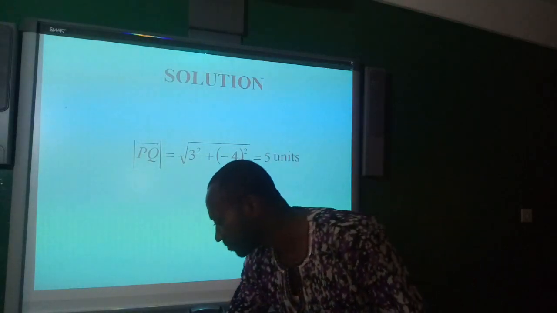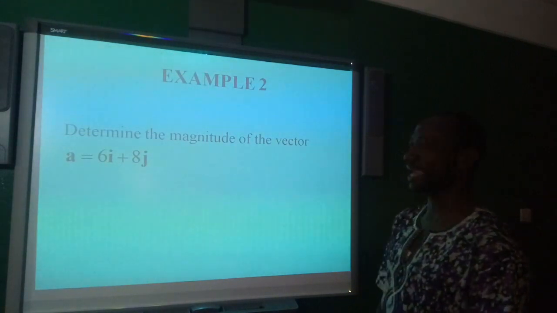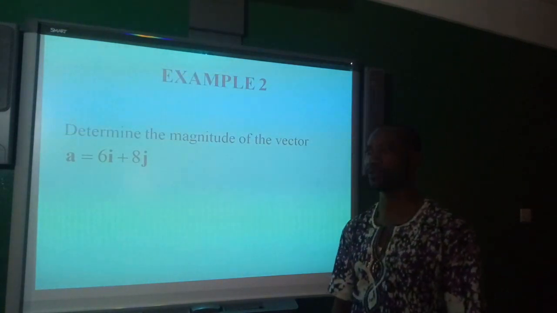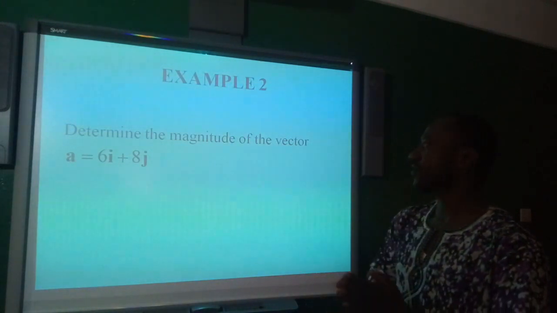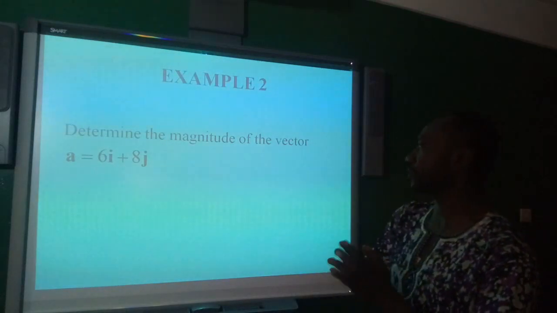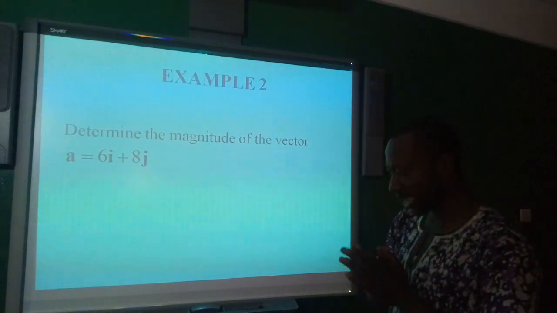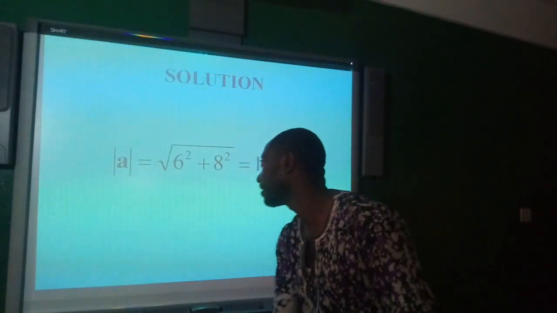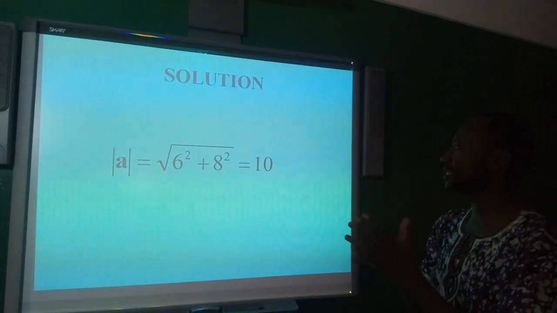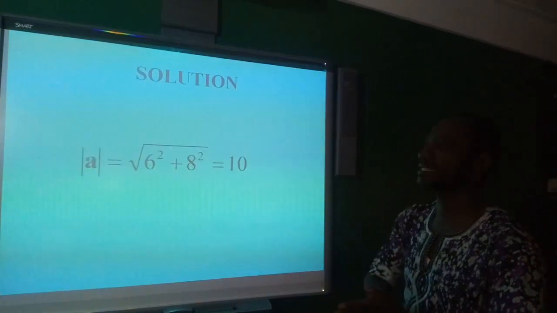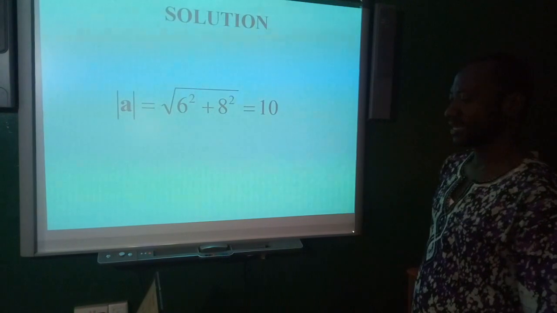Let's take example 2. Determine the magnitude of the vector A, which is equal to 6i plus 8j. So, as usual, you find the square root of the x squared and the y squared. I hope you are also doing it. What answer are you going to get? Let's see the solution. Magnitude of A is given by 6 squared, which is the x component, plus 8 squared, which is the y component, all square rooted. And that will give us 10. That is good.